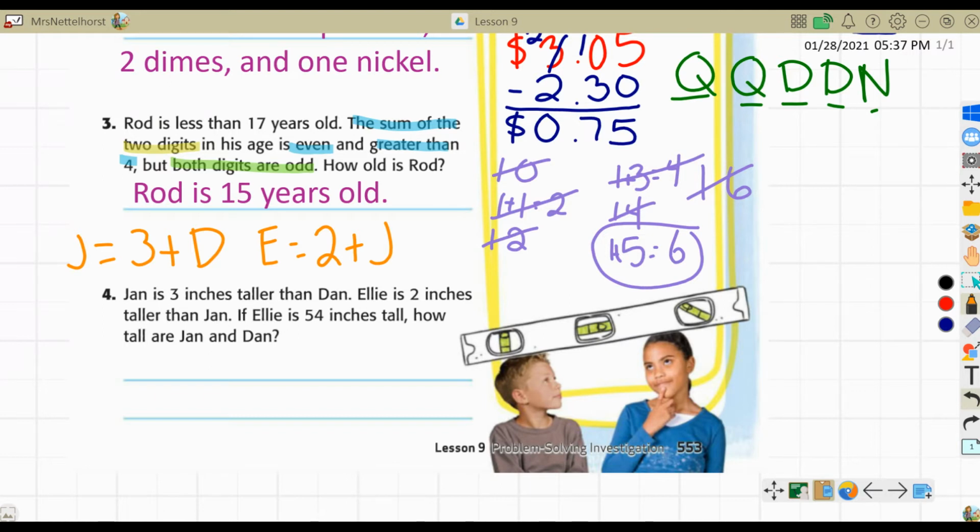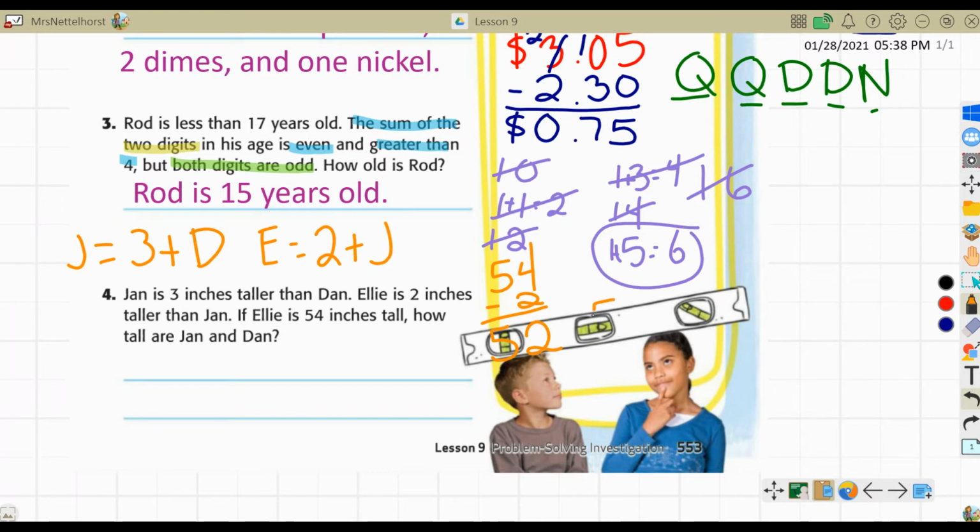So let's substitute that. So Ellie is 54 inches. I'm going to write it over here on the side. Actually, I can do it here. 54 inches is equal to 2 plus Jan. So if we subtract 2 from the 54, that gives us 52 inches. 52 plus 2 is 54. So Jan is 52 inches. And so if Jan is 52 inches, she's 3 plus Dan.